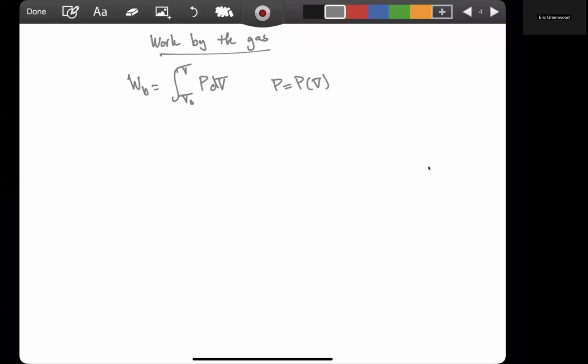Now, if our pressure is a constant, then this becomes the pressure times the change in volume, which is when our pressure in this case is equal to a constant, meaning it is not a function of the volume. So good, that's that.